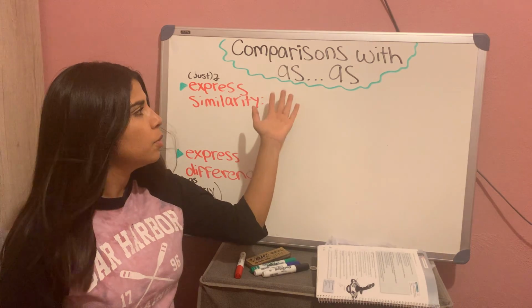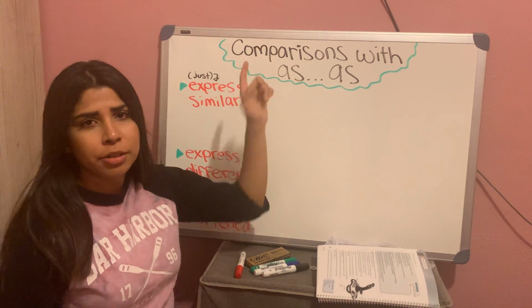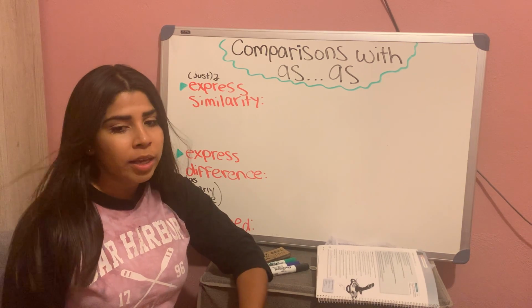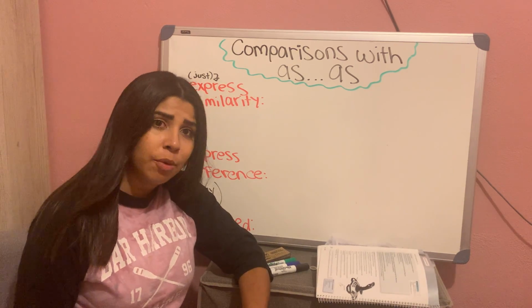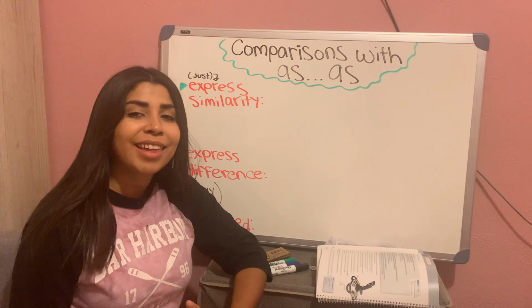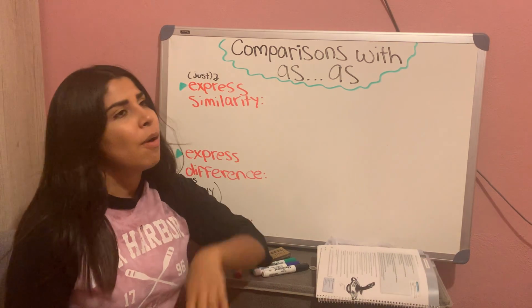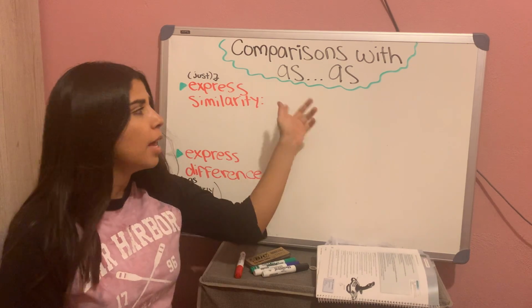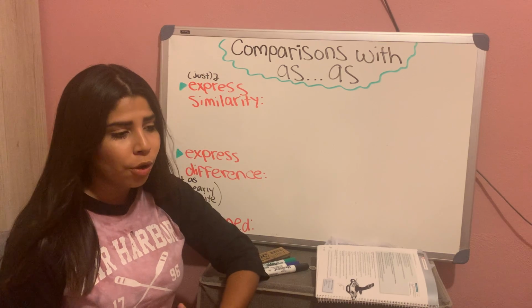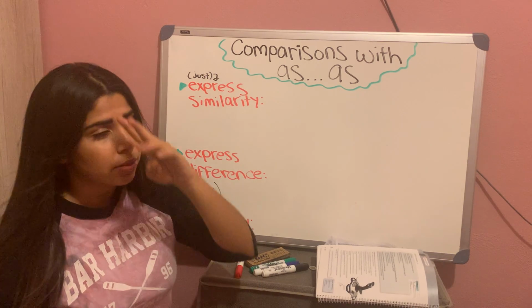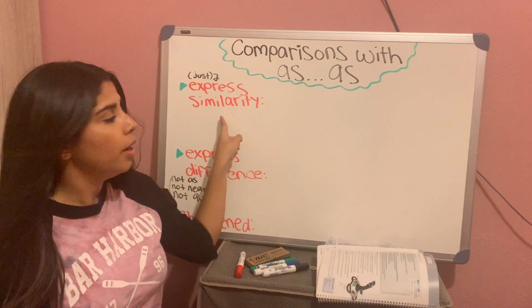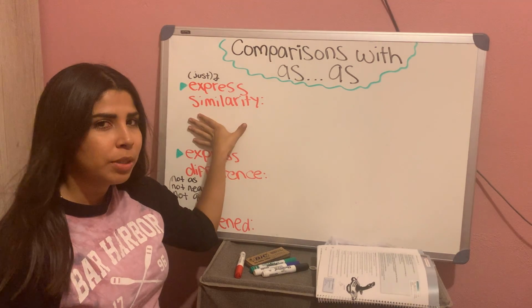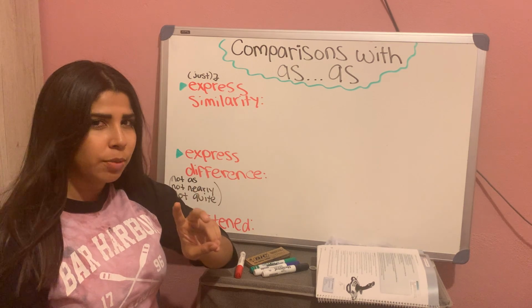So we use comparisons with as, it says right here, to compare an object, a person, or a place. So if I want to compare my tia Juanita with my tia Panchita, I can use as. If I want to compare Europe to Asia, I can use as. We use it for both similarity and difference. First I'm going to start with similarity. There are two ways you can use it with similarity.